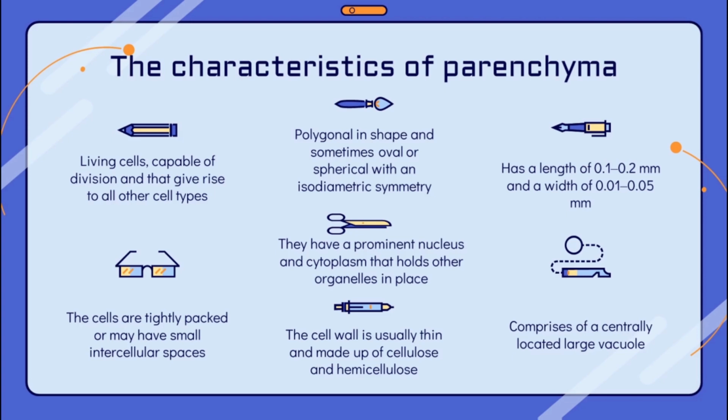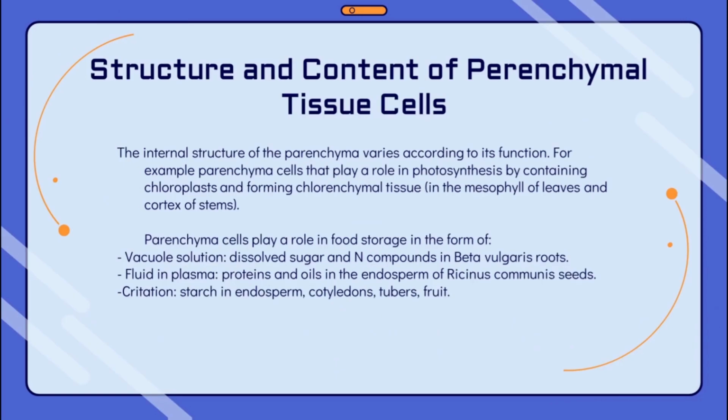The cell wall is usually thin and made of cellulose and hemicellulose, and comprises a centrally located large vacuole. They have a prominent nucleus and cytoplasm that holds other organelles in place. Structure and content of parenchymal tissue cells. The internal structure of the parenchyma varies according to its function. For example, parenchyma cells that play a role in photosynthesis contain chloroplasts and form parenchymal tissue in the mesophyll of leaves and cortex of stems.